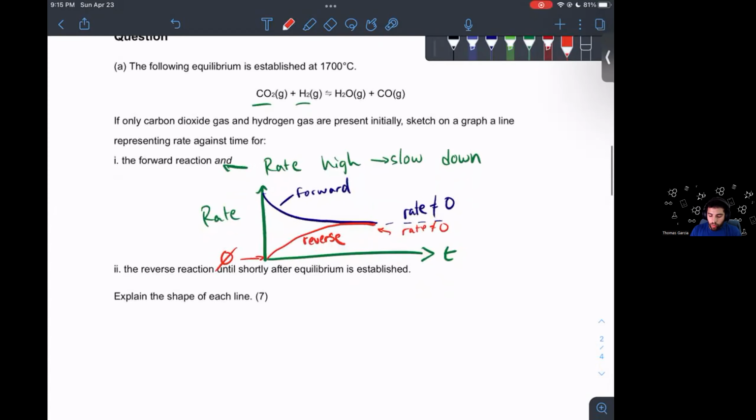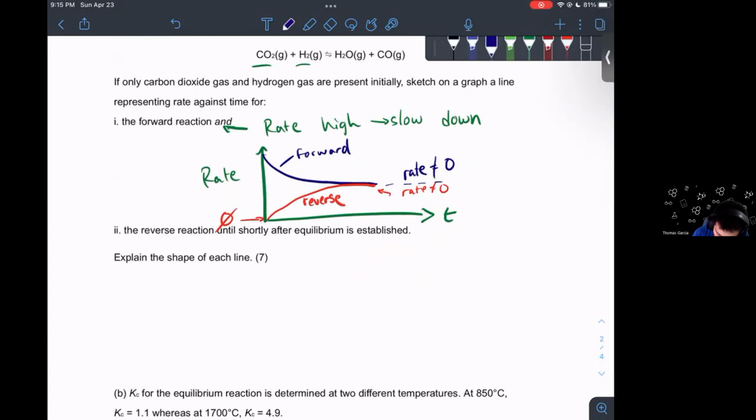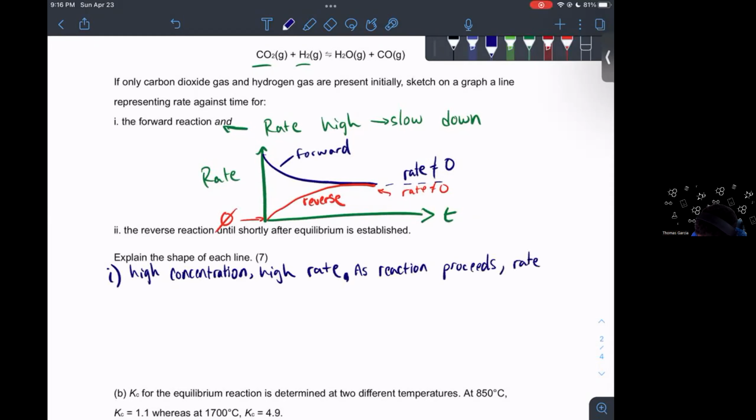So to kind of sum this all up, for the forward reaction, we have a high concentration, therefore high rate. As the reaction proceeds, rate decreases and levels at equilibrium.